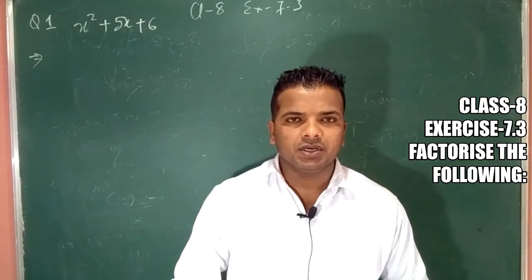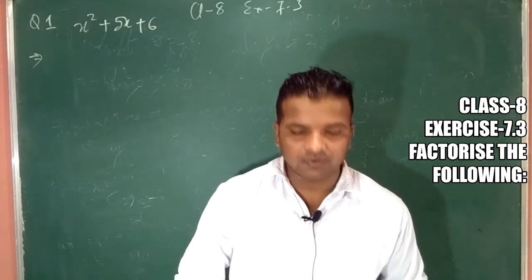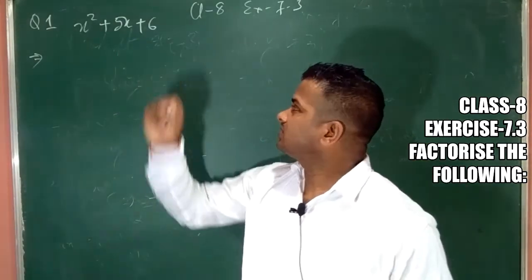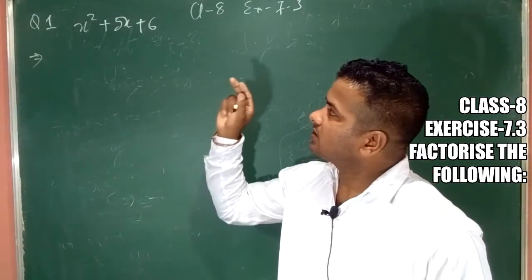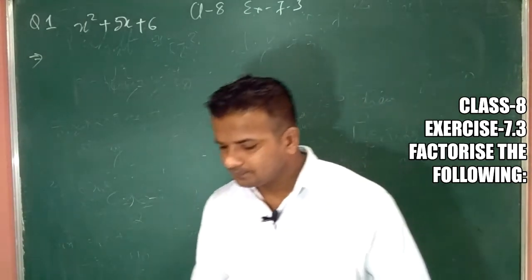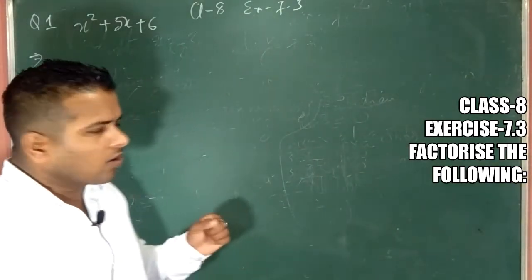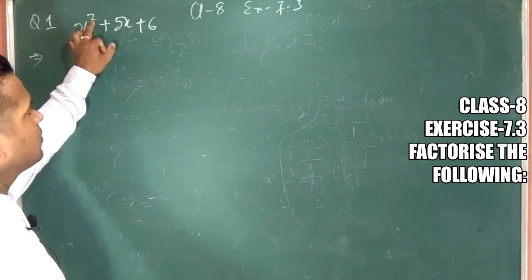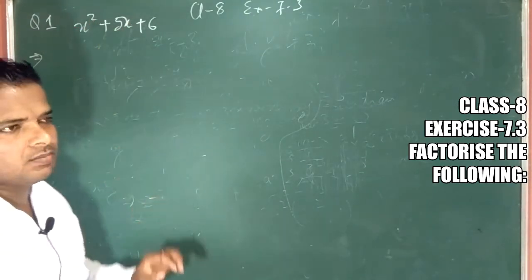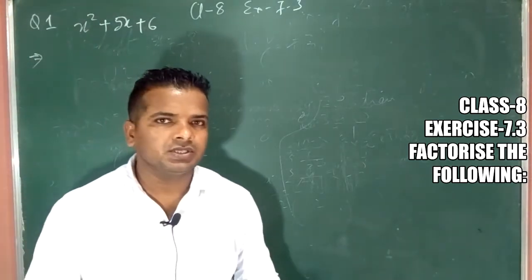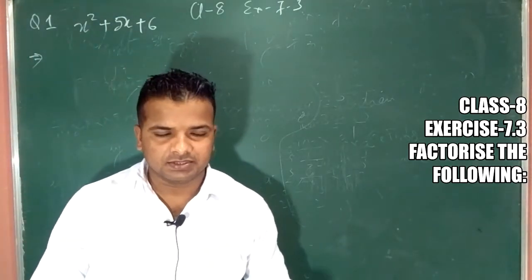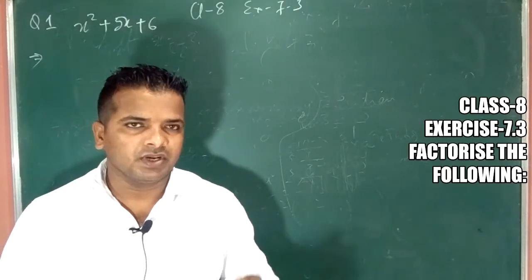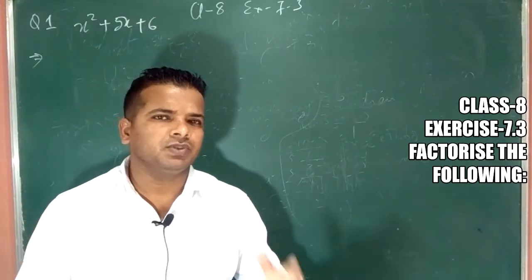In 7.3, the question is: factorize the following. The first question says x square plus 5x plus 6. This is a quadratic equation because the highest power is 2. We need to see the power of each and every variable. In quadratic equations we get only one variable, but the highest power will be 2.